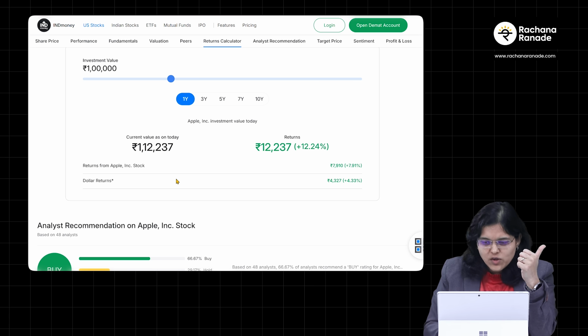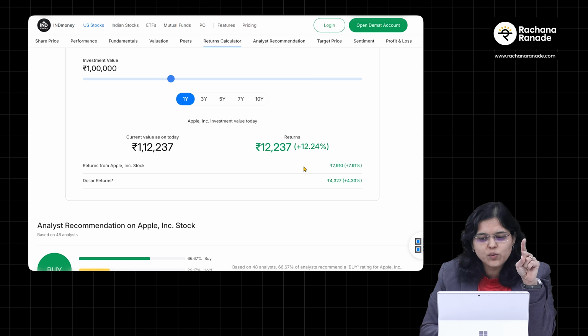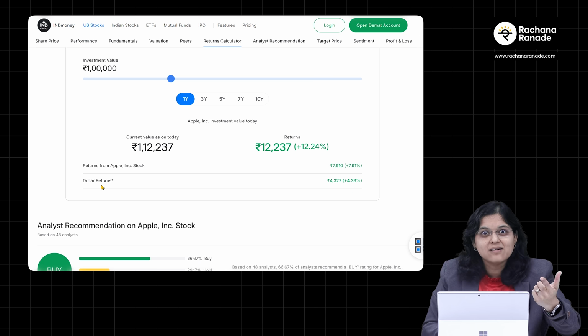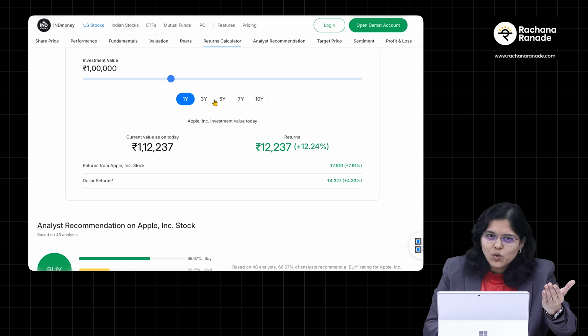Because everyone who studies basic economics knows that the rupee has depreciated over the last so many years, and rupee depreciation is obviously going to be beneficial for an Indian investor who invests abroad. That's going to be an additional return for such a person, right? So you can see here, in the last 1 year, though the returns were 12.24% for Apple, actual returns were only 7.9%. Additional returns of 4.33% were because of the dollar returns, because of the rupee depreciation.